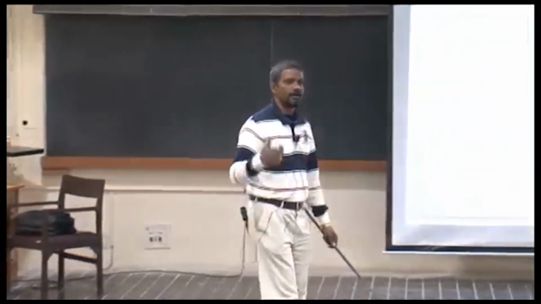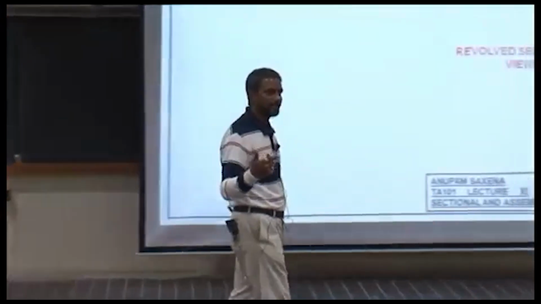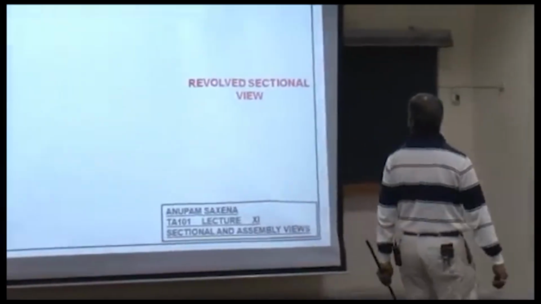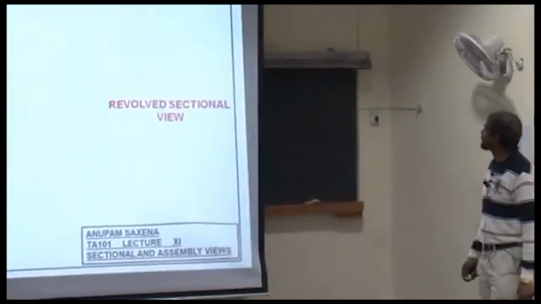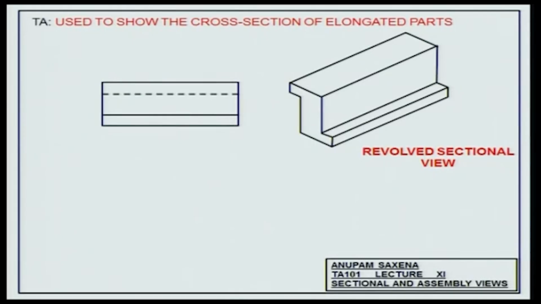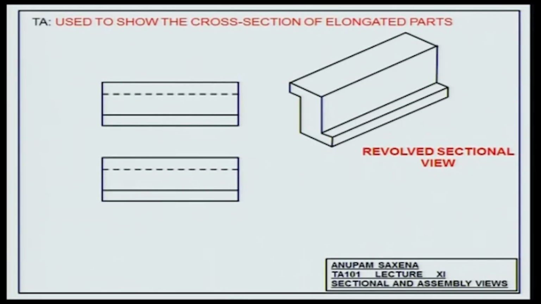Discussion time. Full section, half section, offset section. The fourth one is the revolved section. It's mainly used to show the cross section of elongated parts. Let's say if you have an object like this and you want to show the cross section, this is an object where the front view and the top view are the same.